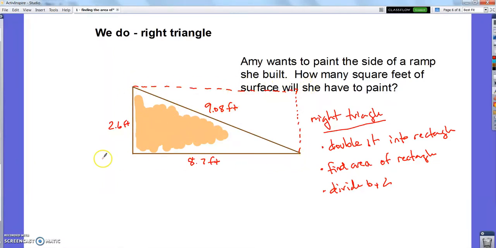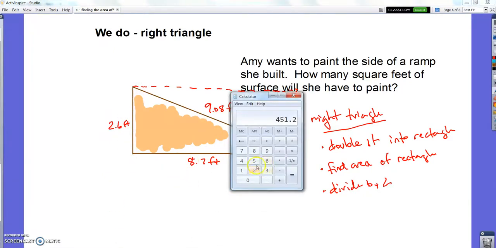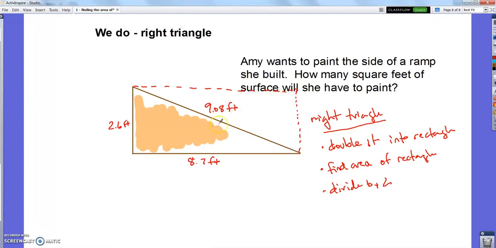And this is pretty easy to find the area of, right? Because I can just look at this rectangle and say, okay, this is 8 7/10 feet this way by 2 6/10 feet this way. All I have to do is base times height. So 8 7/10 times 2 6/10 is, the whole rectangle is 22 62/100 square feet. The whole thing.